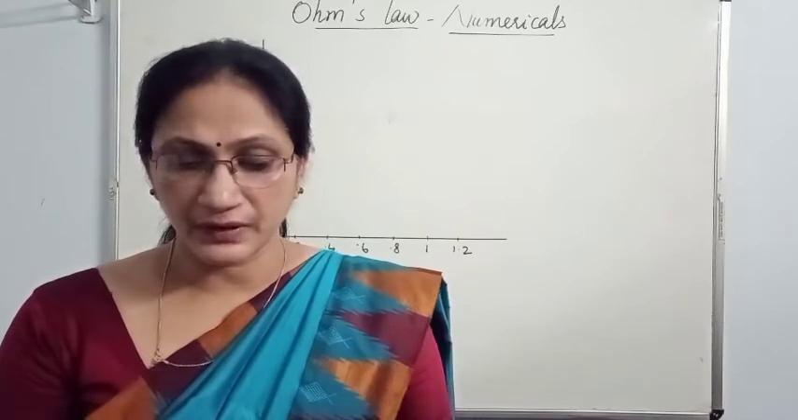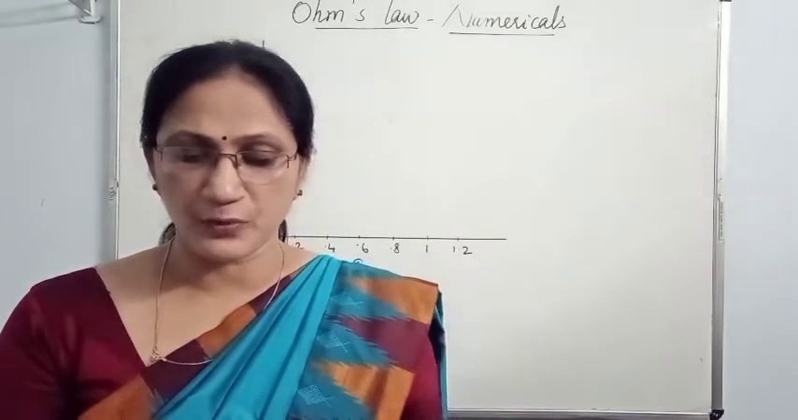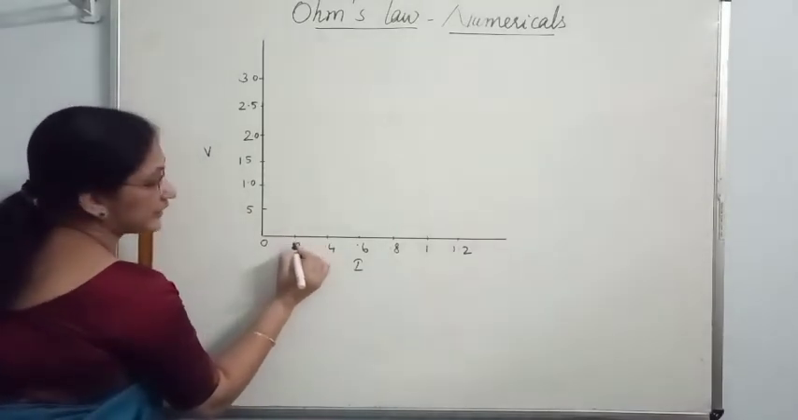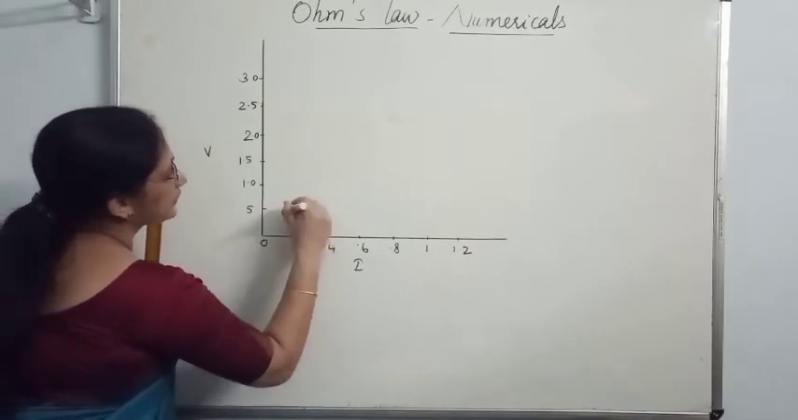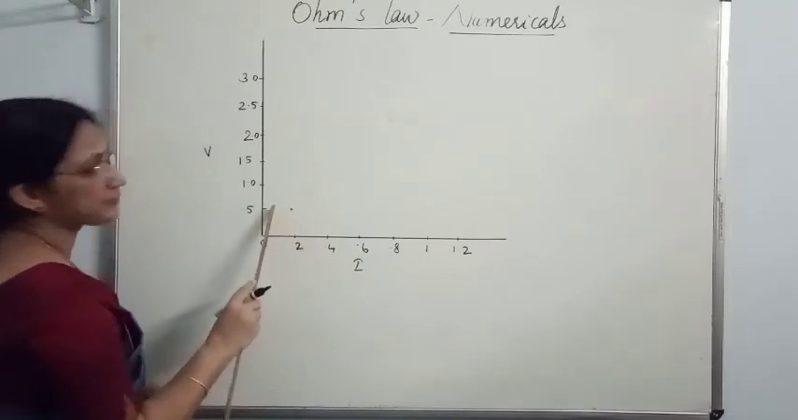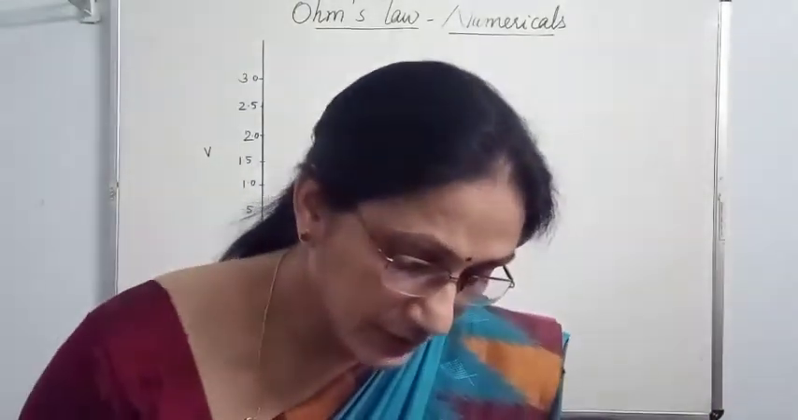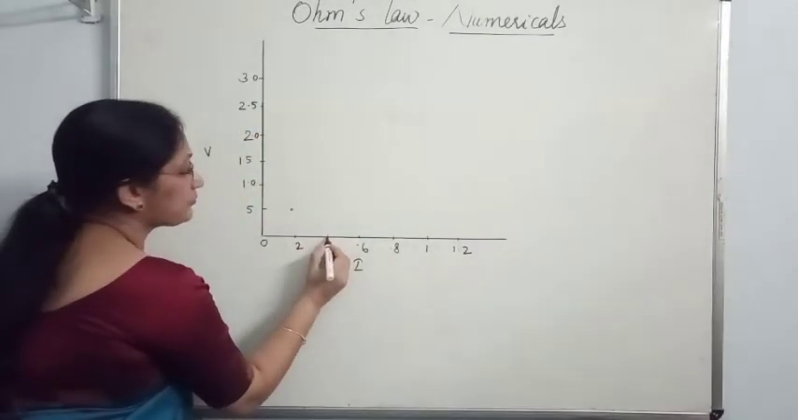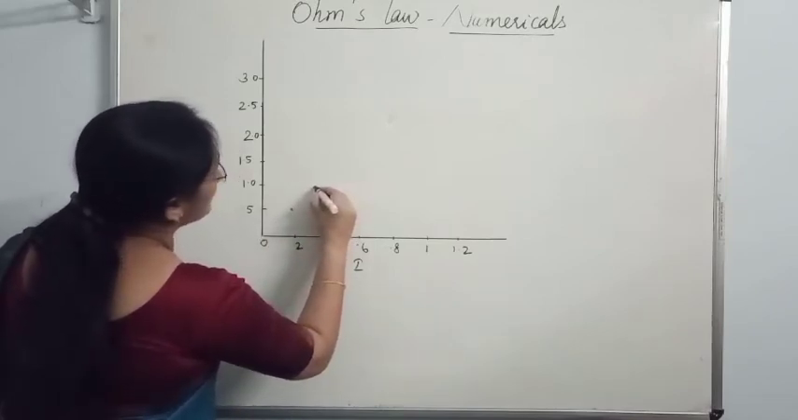First reading: when current is 0.2 ampere, potential difference is 0.5. Then how to mark it? Means here the point will come. Next reading, when the current is 0.4 ampere, potential difference is 1. Means here the point will come.